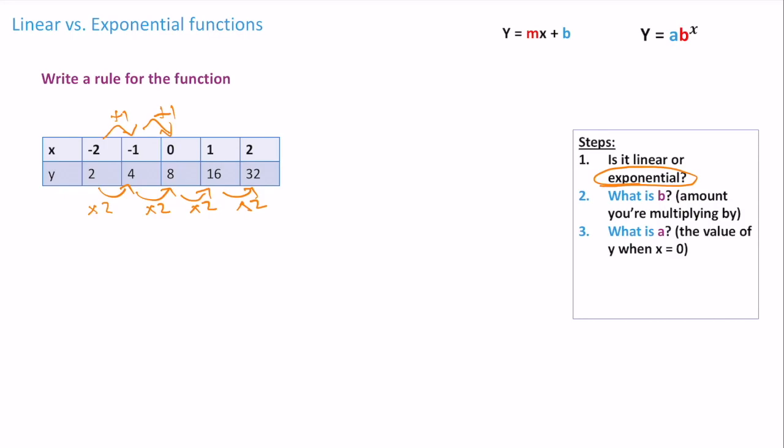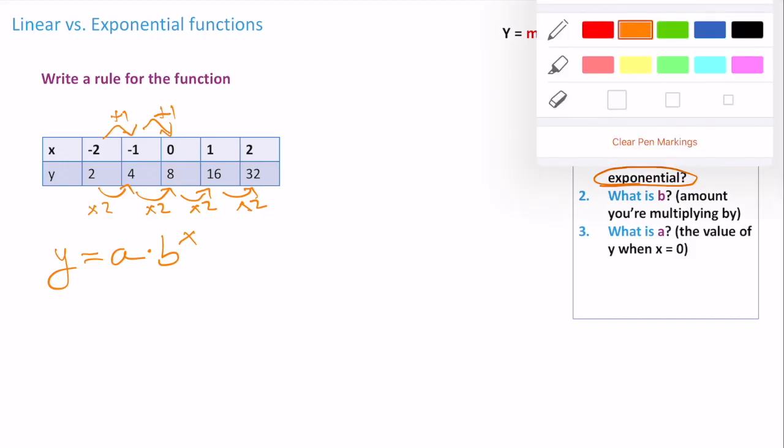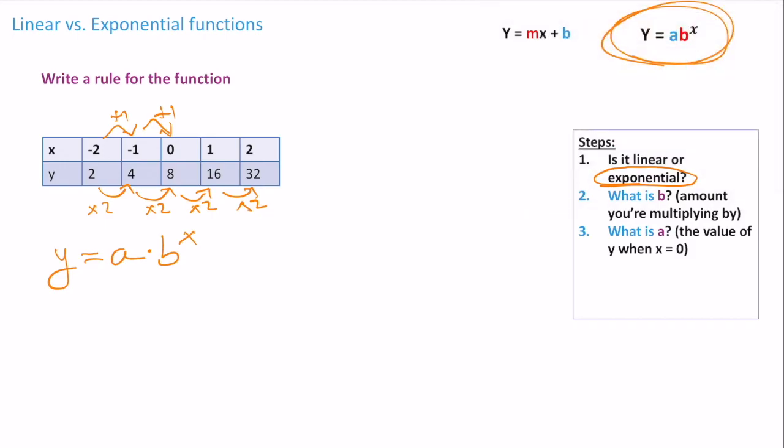Okay, so we know it's exponential, which means we know we need to use this as our basic form of our equation. So we're going to have y equals a times b to the x power, okay? So the next thing you're going to do is figure out what's your b. And the b is really simple. It's just what are you multiplying by? And you can see that that's just 2. So b is 2, right? I can just take the 2 and say that that's b. And so I could update my equation and say y equals a times 2 to the x.